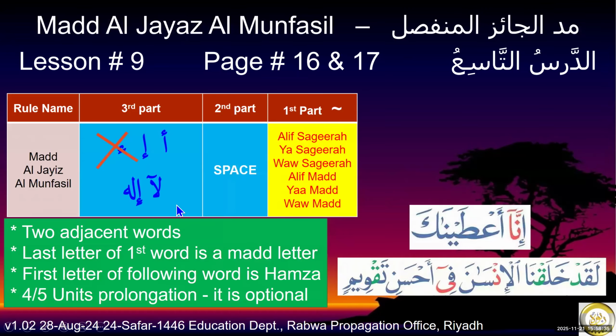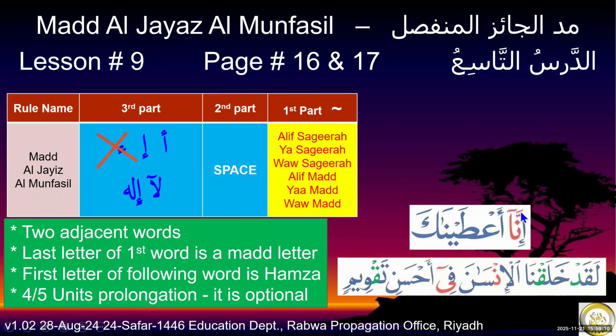If this hamza is far away, in the following word, the first letter of the following word, then it is Mad al Jaiz Munfasil. Here, the prolongation of 4 or 5 units is optional, but 2 units, as it is a mad sagira or alif mad, ya mad, waw mad, 2 units is the minimum, that is a must. But prolonging to 4 or 5 units is optional, depending on the reader. He may prolong 4 or 5 units, or he may skip to only 2 units. So that's why it is called Jaiz Munfasil.